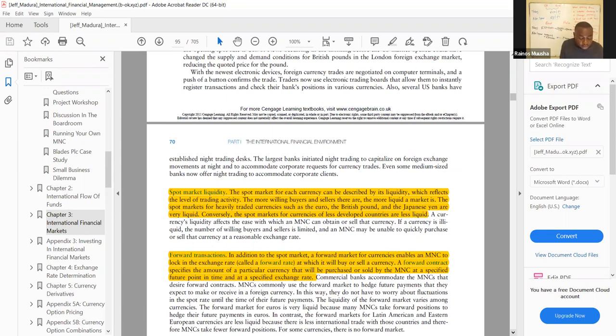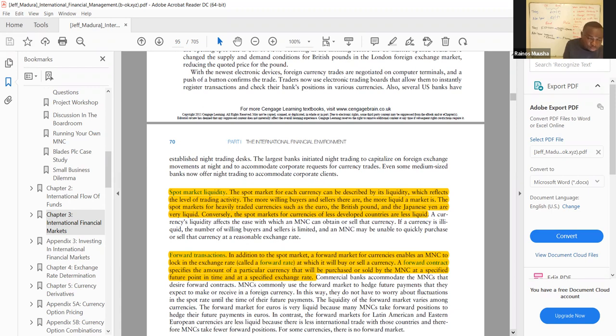Then there are also forward transactions. Instead of transacting immediately today in the spot market, you can enter into a contract where you're saying you want to buy or sell a currency sometime in the future. One typical transaction is the forward transaction, where they say, in addition to the spot market, a forward market for currencies enables a multinational corporation to lock in the exchange rate at which it will buy or sell a currency. A forward contract specifies the amount of a particular currency that will be purchased or sold by the multinational corporation at a specified future point in time and at a specified exchange rate.